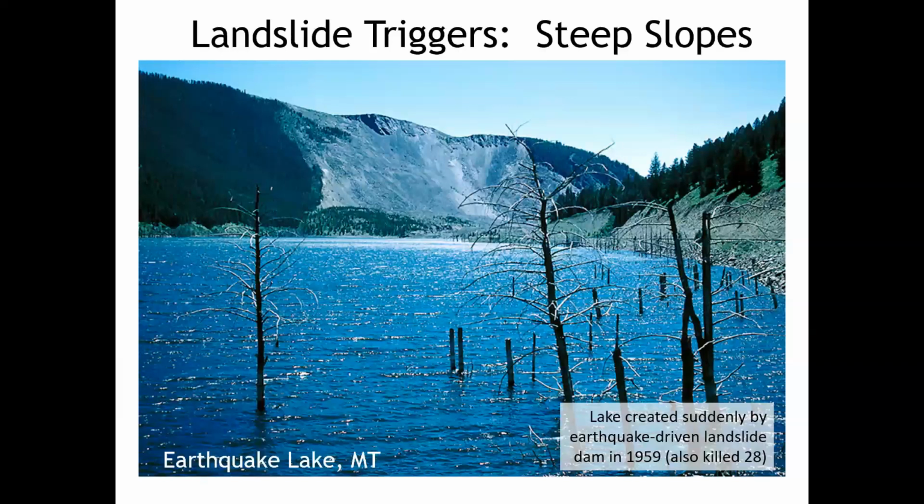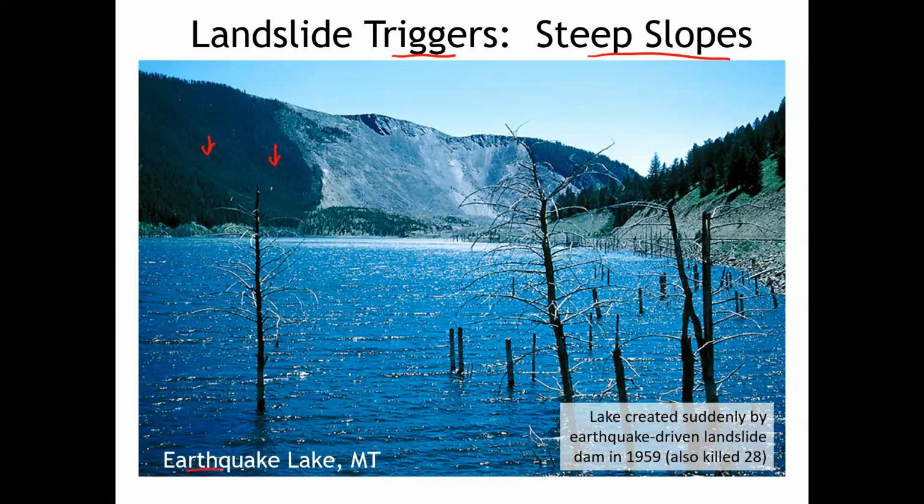So what else can trigger landslides? Very steep slopes can be a factor. Gravity is really pulling hard on all of the stuff that's making up these steep slopes, and there's not a lot supporting them underneath. So just a small change on these steep slopes will cause them to catastrophically fail and cause a mass wasting event.